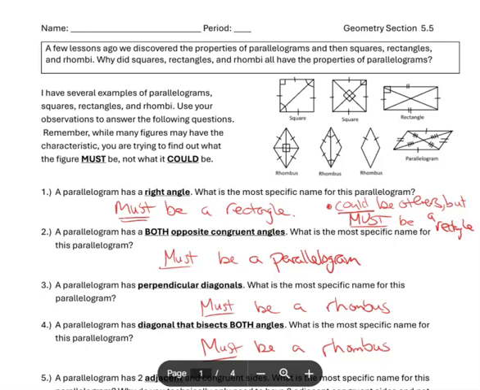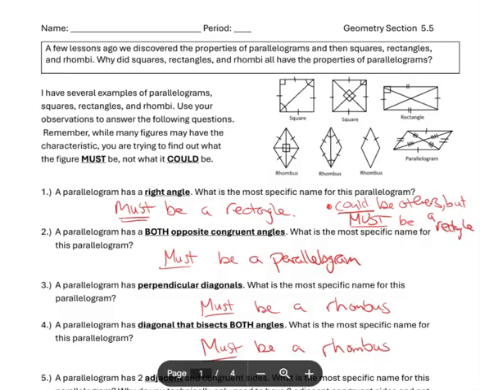The next one, a parallelogram has both opposite congruent angles. While all of them have that, the only thing this guarantees is that it is going to be a parallelogram. This must be a parallelogram. Okay. A parallelogram has perpendicular diagonals. Well, the things that have that are a rhombus and a square. A square needs to have more than that, so this must just be a rhombus. It's not enough information to push it to being a square.